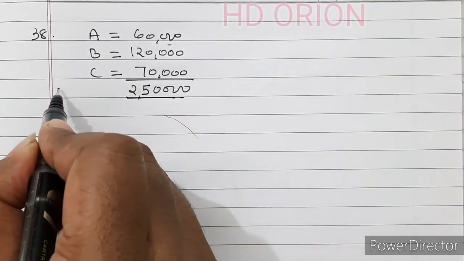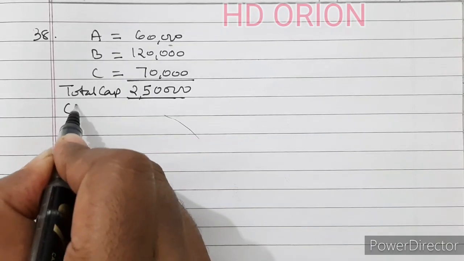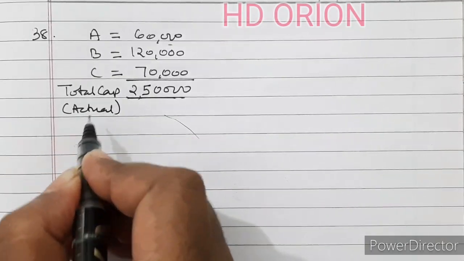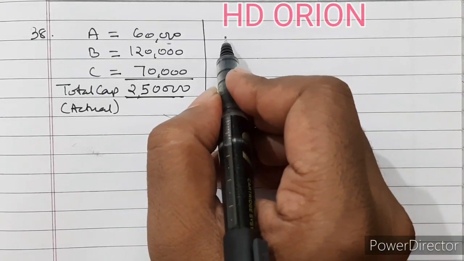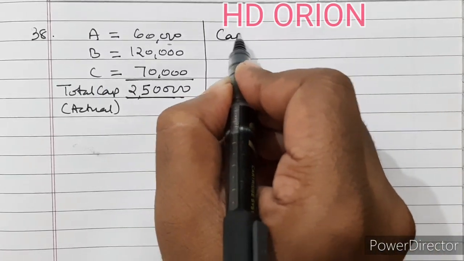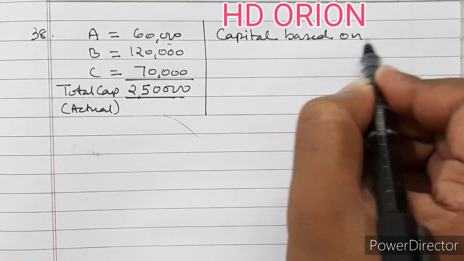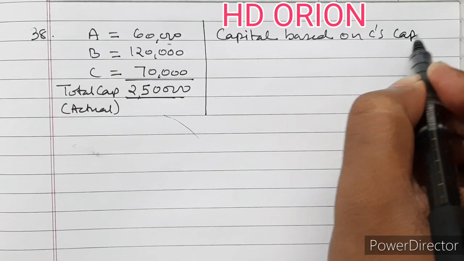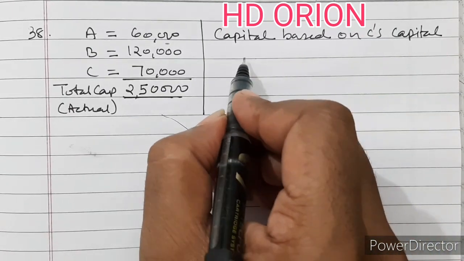2,50,000. This is the total capital, but this is the actual capital. Now the capital based on C's capital. Okay. So C's capital is how much?